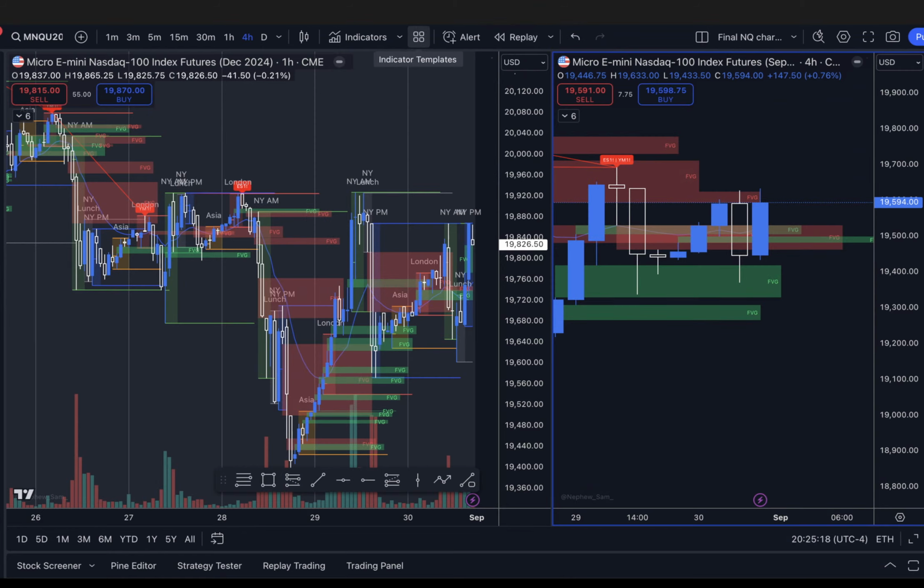Which, again, for people who ask me, how much money do you need to trade? You need to just log in to TradingView and do paper trading. It's free. And all you do is trade with fake money.